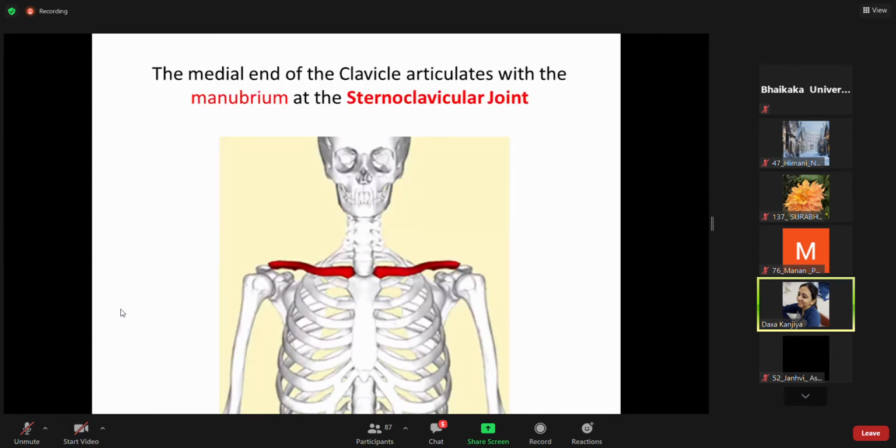So here you can see the articulation of the clavicle. If you see medially, it articulates with the sternum to form the sternoclavicular joint. And laterally it articulates with the acromion process of the scapula, forming the acromioclavicular joint. So these are the two joints of the shoulder girdle. Which type of joint are these? Sternoclavicular joint is of which type? Anyone? What is the type of the sternoclavicular joint?